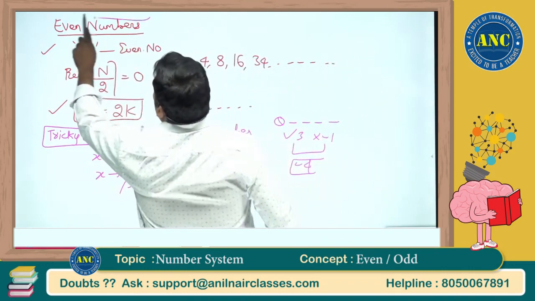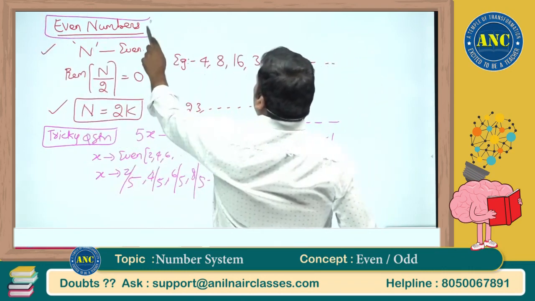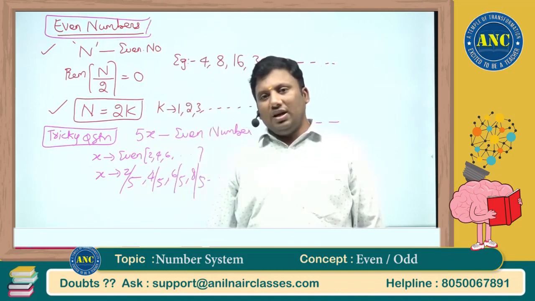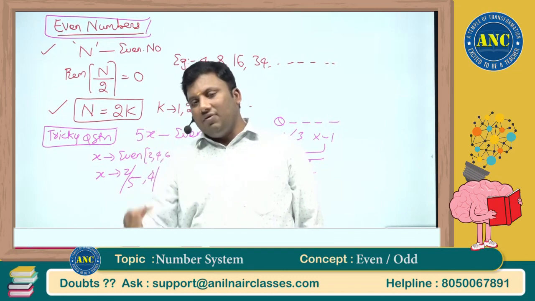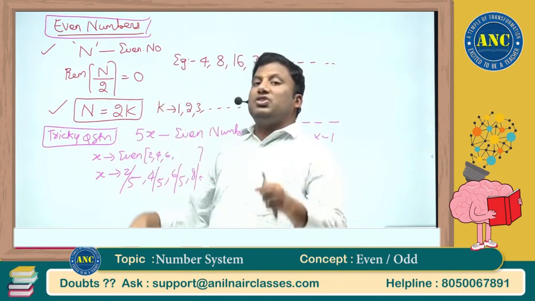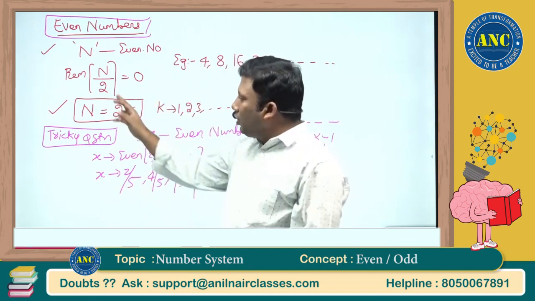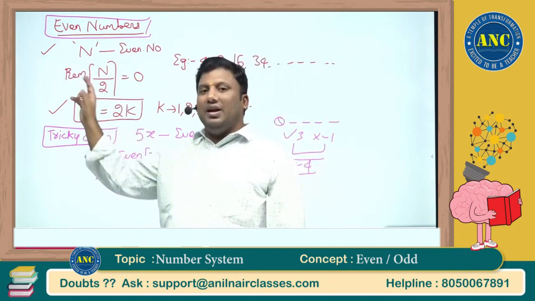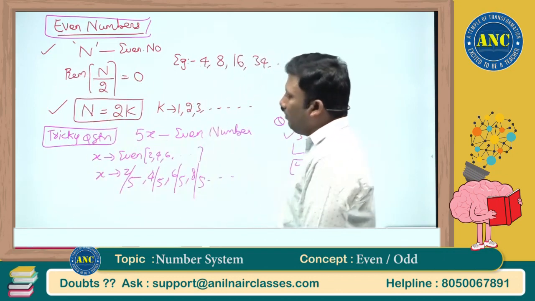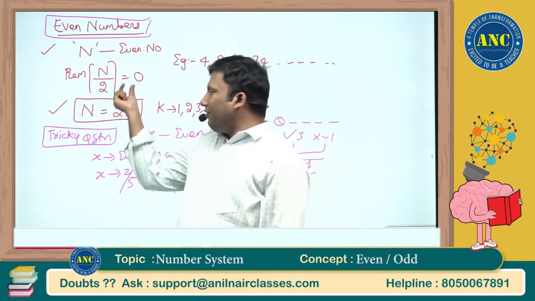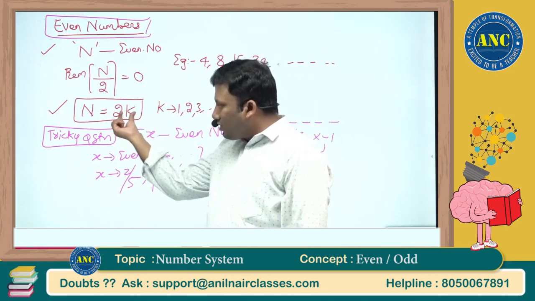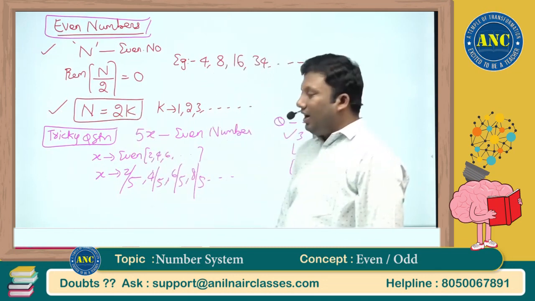Even numbers are the natural numbers which are perfectly divisible by 2. Any number which is perfectly divisible by 2, the remainder will be 0. Because it is perfectly divisible by 2, it is of the form 2k. I hope the idea is clear.